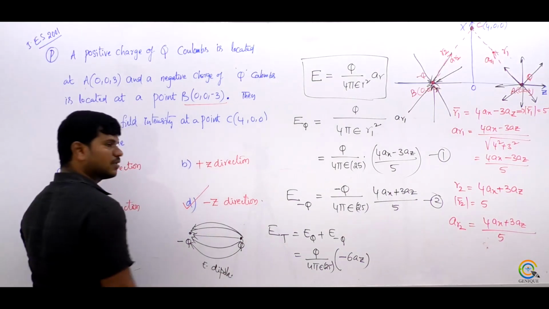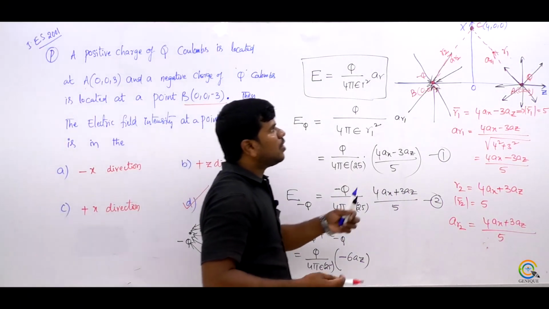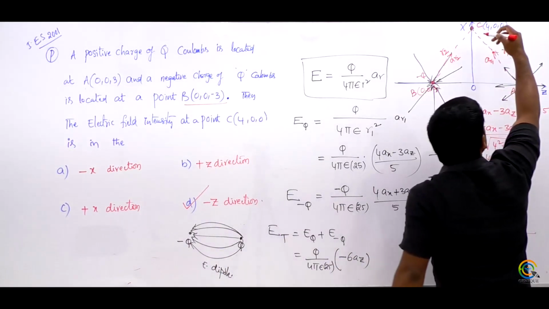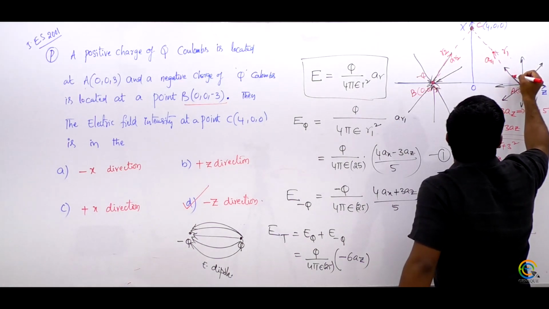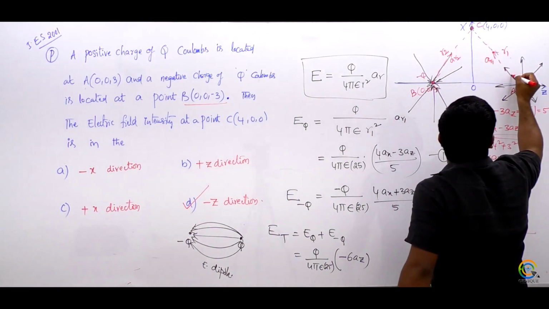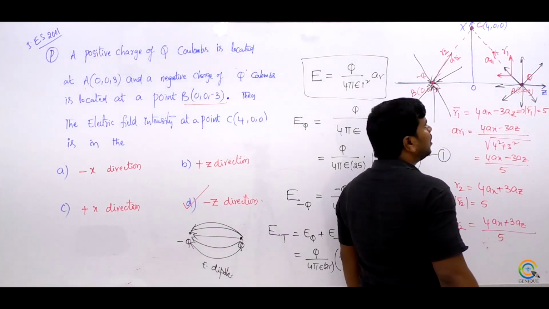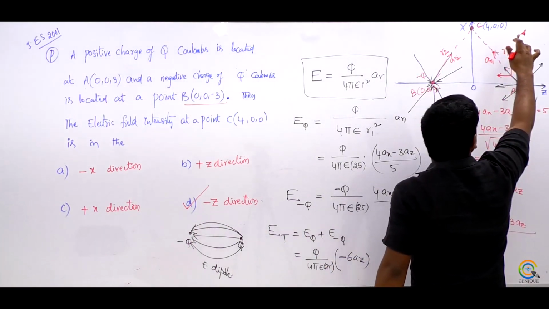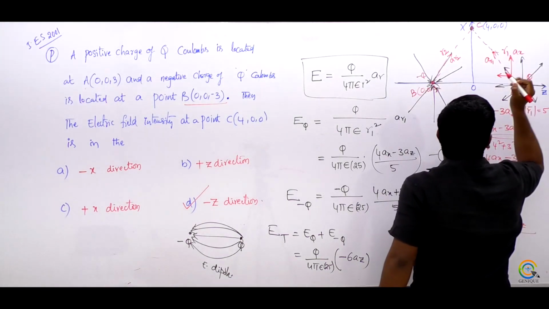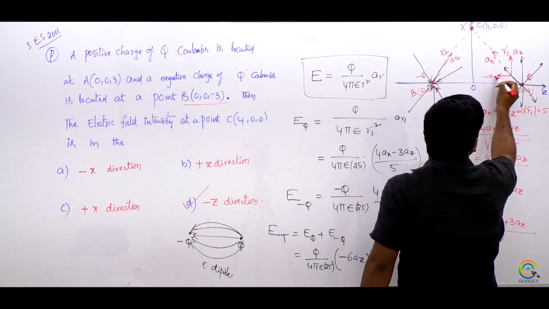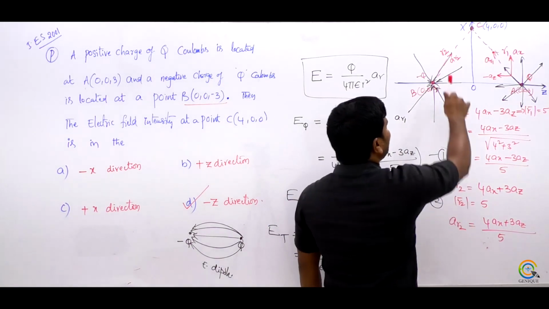Okay, so observe this. What is the field direction for this? The field direction for this is this direction and this direction, right? This direction is the AX direction, and this direction is the minus AZ direction. Understand? Minus AZ direction.